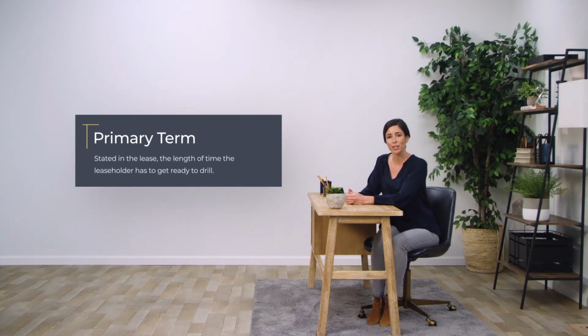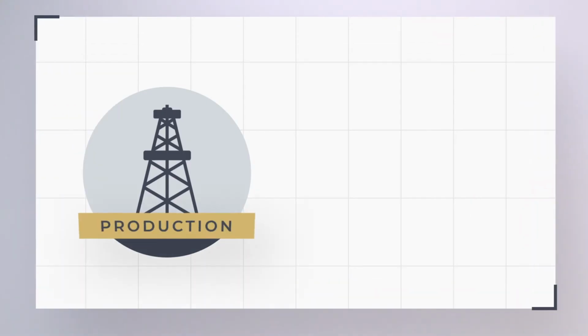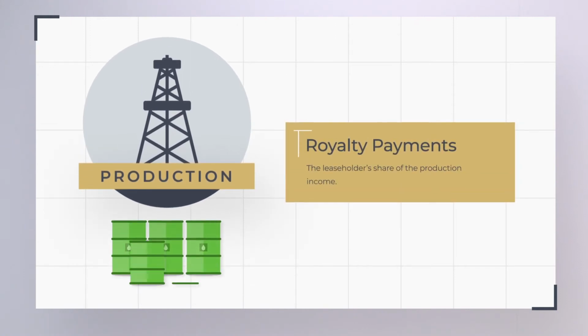Once drilling starts, the primary term ends and the secondary term begins, and will extend the lease through the production. Speaking of production, when production occurs, all delay rentals will be stopped and royalty payments will begin, which, if you remember, is the leaseholder's share of the production income.